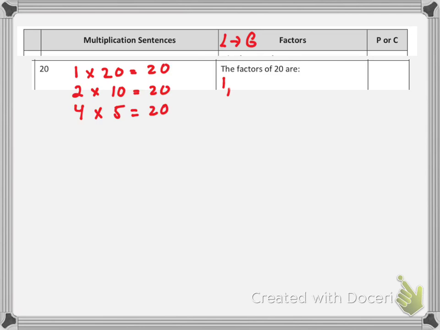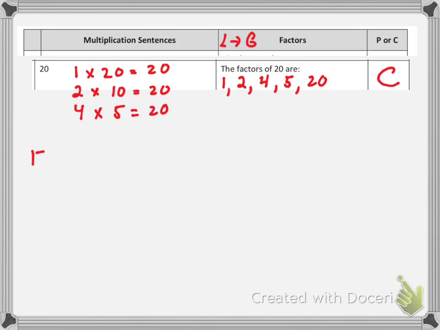So we have 1, 2, 4, 5, and 20. Because there's more than 2 factors, we know that 20 would be a composite number.